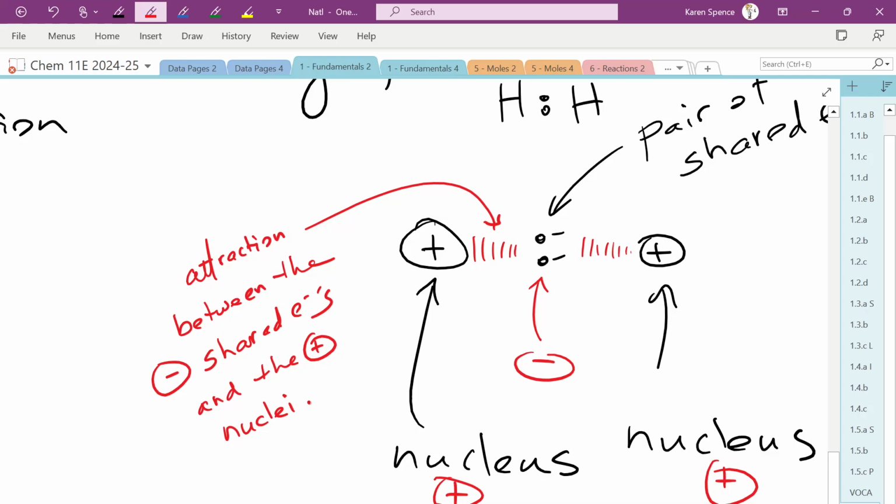Yes? So it's the covalent bond. This here, those both together, that's the covalent bond. It's also coulombic attraction. It's also electrostatic attraction. Coulombic attraction just means the attraction between positive and negative.